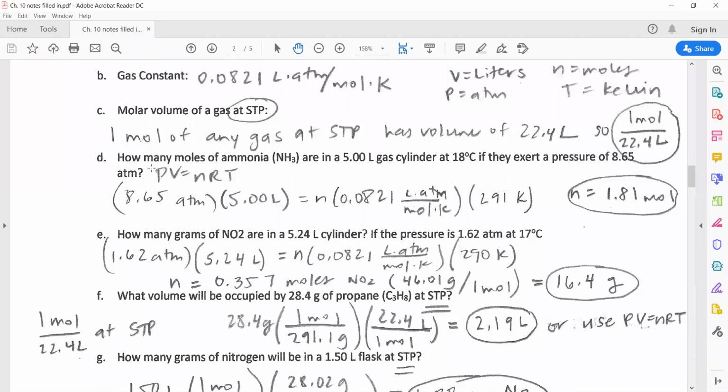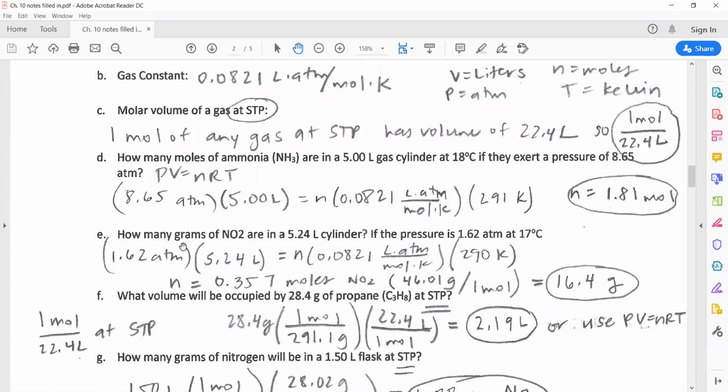So using PV=nRT, how many moles of ammonia are in a 5-liter gas cylinder at 18 degrees Celsius if they exert a pressure of 8.65 atmospheres? You notice nothing's changing, and therefore we're just going to use our set PV=nRT, our ideal gas law equation. We are going to be using R, so we've got to use all the correct units. My volume is already in liters, that's great. My pressure is already in atmospheres. I've got my R. My T is in Celsius, so I had to add 273 to get Kelvin. And then it's just algebra. Solving for the moles, I'm going to divide by 0.0821, divide by 291, and here is my mole amount.